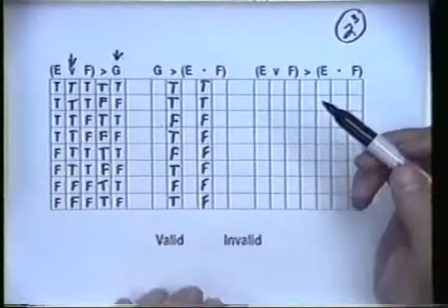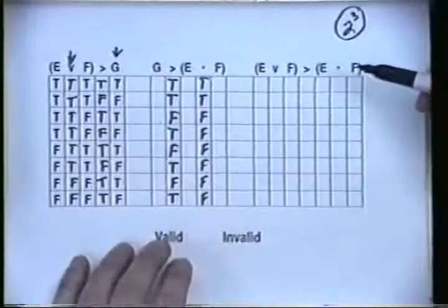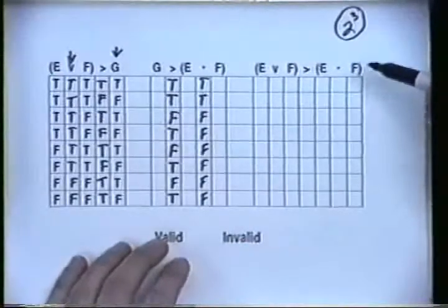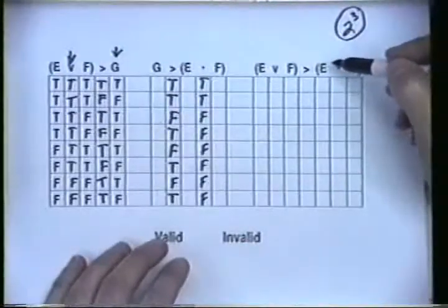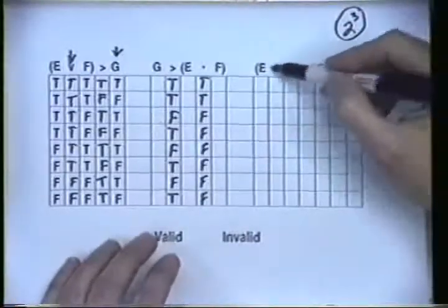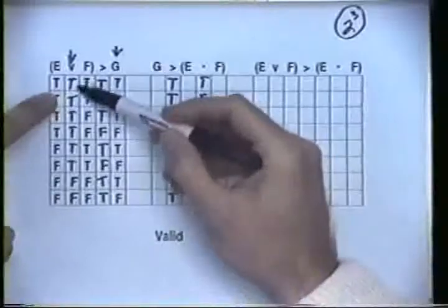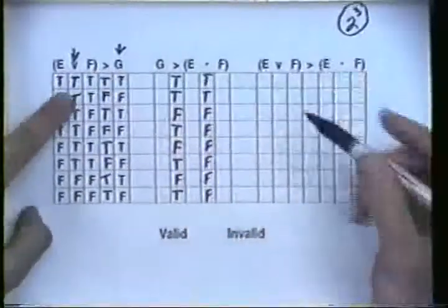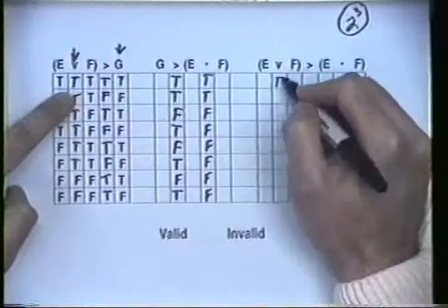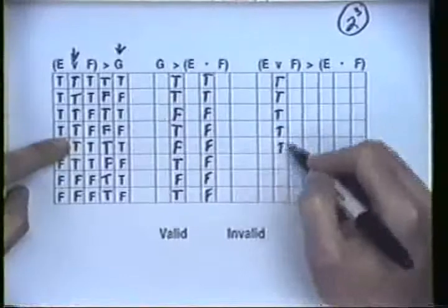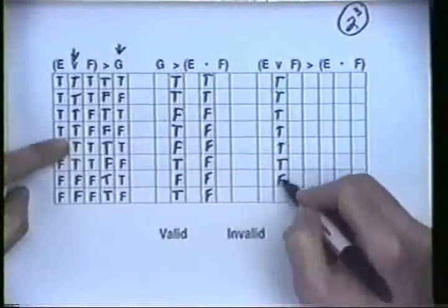Okay, so we have the two premises done. Now we need to work out the conclusion. Same thing, start from inside and work your way out. So let's do this disjunction first. That, of course, will be the same as the result we got in the second column, since that was E or F. So we can simply copy over this column: true, true, true, true, true, true, false, and false.